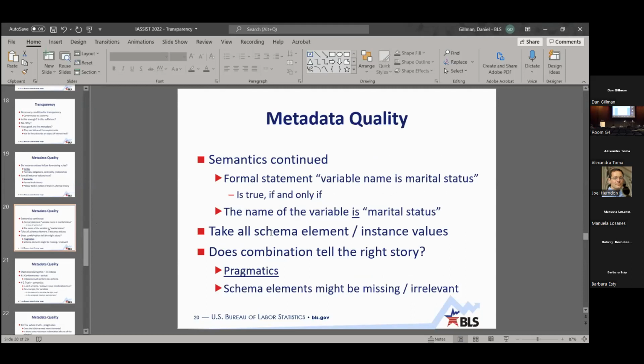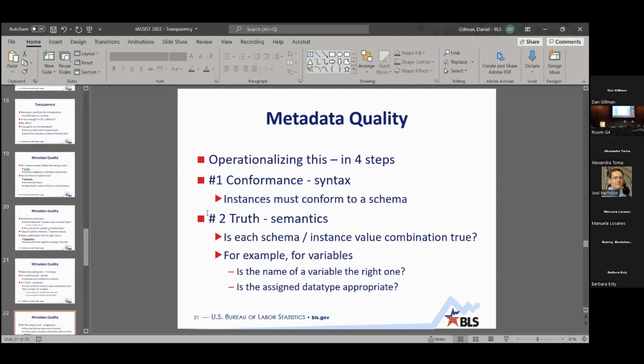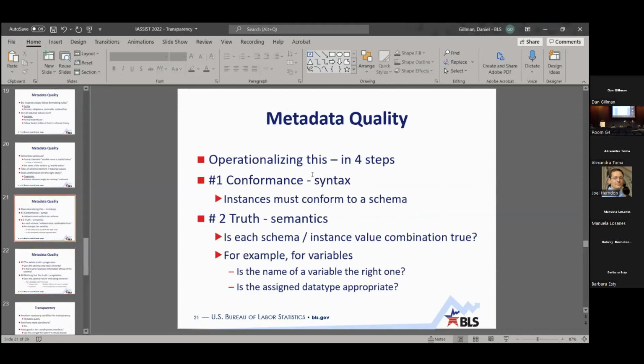But a more fundamental question is, does the combination of the schema elements and all their values tell the right story? And this is what we call the pragmatic level for metadata quality. So we can operationalize this in four steps. The first is at the syntax level, that's conformance, and we've been through that. In the second level, we're asking the question, are the schema instance values true? And that's an application, as we said, of truth theory.